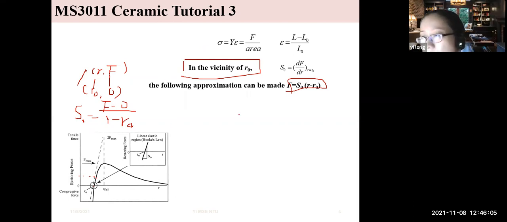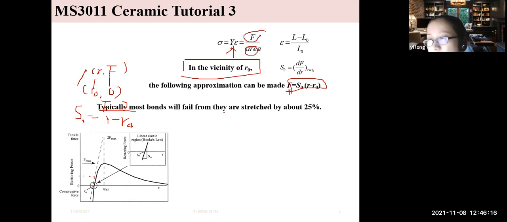So let's continue. We have force already, right? Because we need a Young's modulus here, and also force, we have area. So let's continue. Typically most bonds will fail when stretched by 25%. So which means what? What's the relationship between r fail and r0? It is 1.25, right? r fail equals 1.25 of r0.